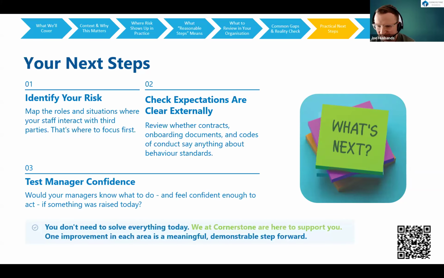You don't need to solve everything today. I hope that's not what I'm saying here or what's coming across. Even making one improvement in each of these areas is meaningful and demonstrable. It's a demonstrable step moving forward as well. And that's really the aim, to move away from awareness of this stuff into practical action.